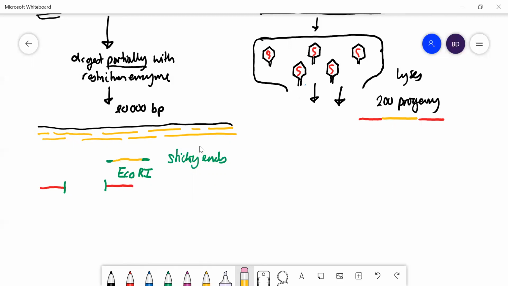And then these are called the vector arms, these 2 bits, and you actually purify them on a polyacrylamide gel to get them away from the bit of virus DNA you don't want. And then you get your bits of human DNA. You mix it up with human DNA, and so you're going to get multiple viral vector arms with all those different fragments of human DNA inserted into there.